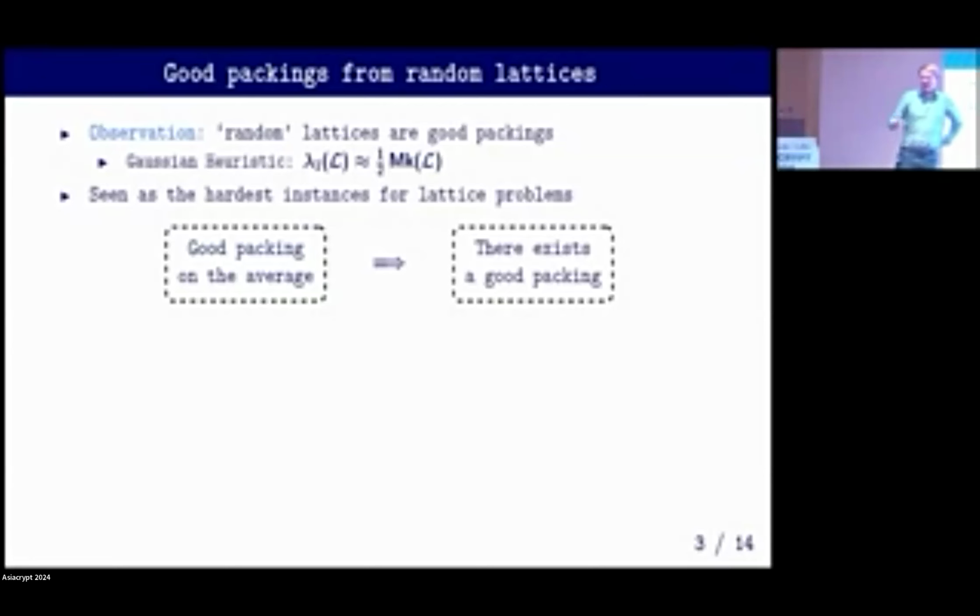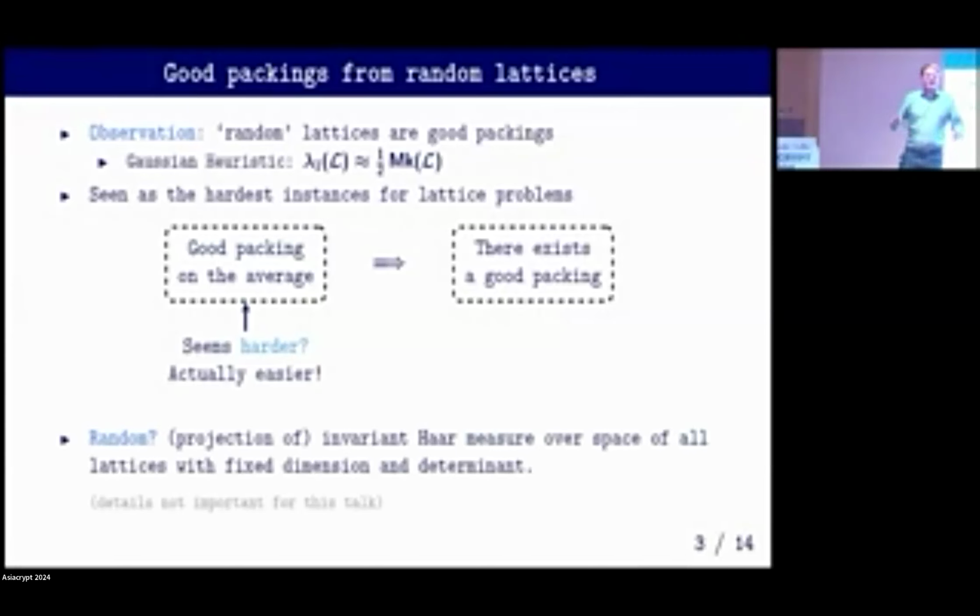But we could think, if we can prove that we have a good packing on the average, then of course this implies that we have at least one good packing in general. And it seems a bit silly, because trying to prove something on the average over the space of all lattices sounds much harder than just proving the existence of one good packing, but actually it is a lot easier.